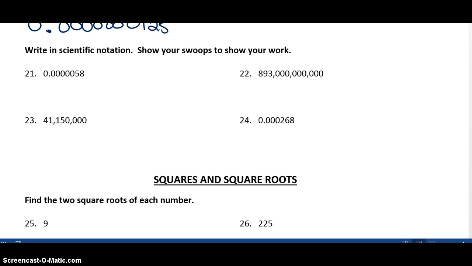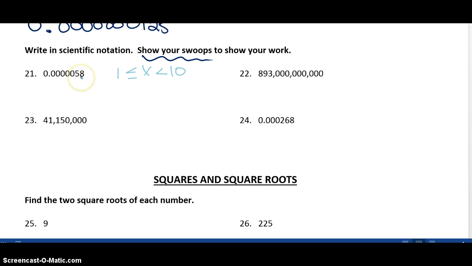Now we're switching from standard notation to scientific notation. You guys are really good at these. So we're writing each one in scientific notation. Again, we're showing our swoops, and that's how I'm going to see your work on your test. We want our first number in scientific notation to always be greater than or equal to 1, but less than 10. That's the first step.